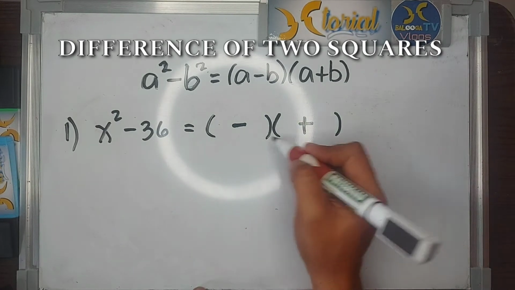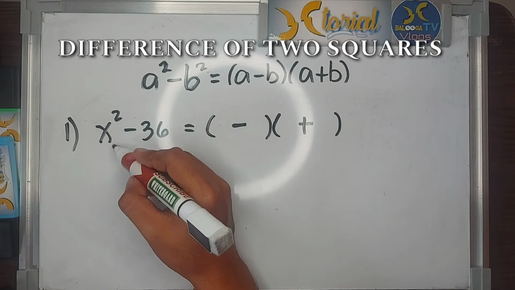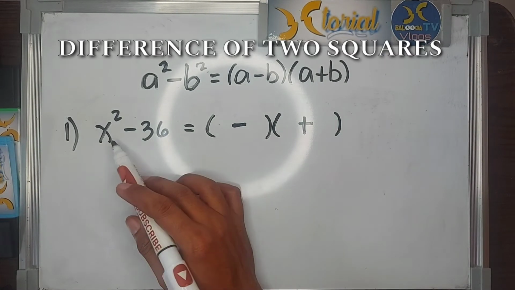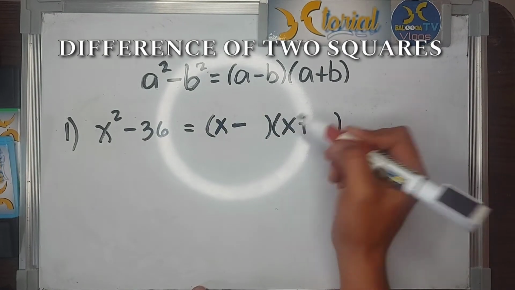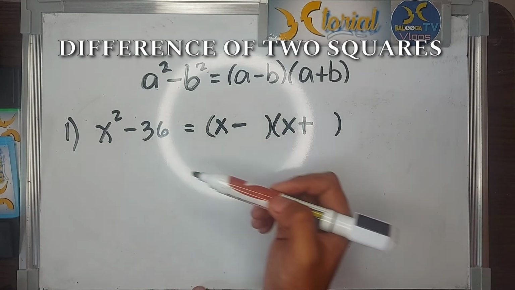Sir, pwede po ba magkabaliktad? Dito yung plus, dito yung minus. Okay lang. Okay? So, ngayon, kukunin natin yung square root. Ano yung square root ng x squared? Saan galing yon? X times x. Kasi nga, x times x, x squared.